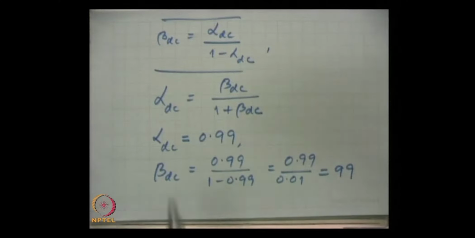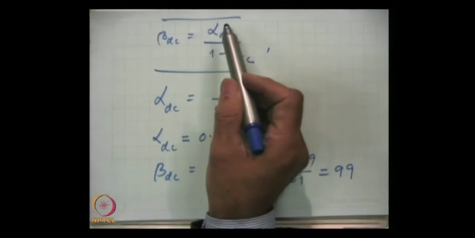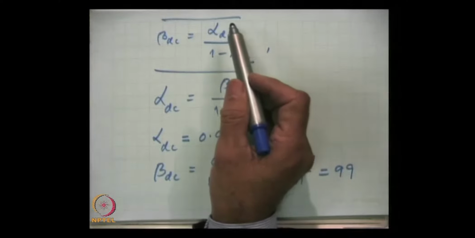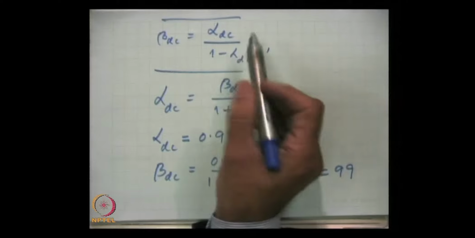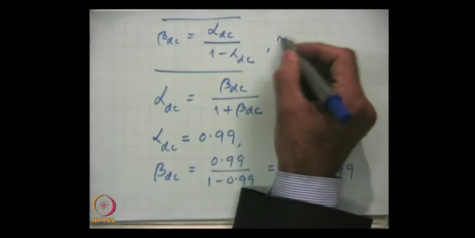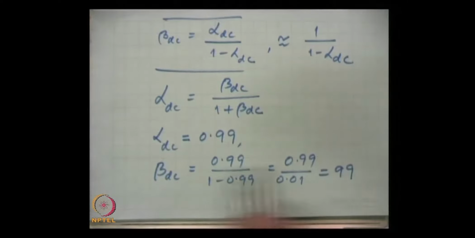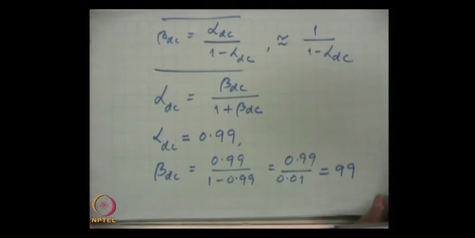Many times, because alpha is close to 1, beta DC is taken approximately, and this is within a few percent, and a tolerance of a few percent is very much accepted in electronic circuits. So, this may be taken approximately as 1 by 1 minus alpha DC. If we use this, it will come to 100. So, the error is just 1%, but it may be 2% or so in other cases. So, this was about the relationship between the current gains.